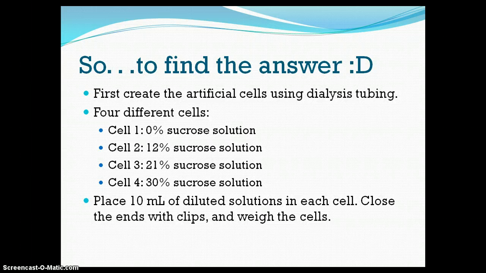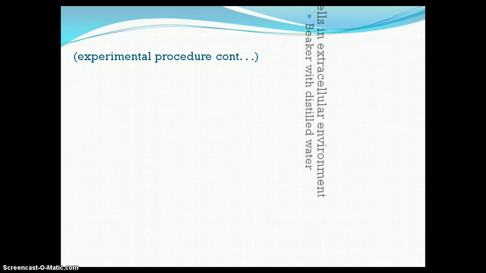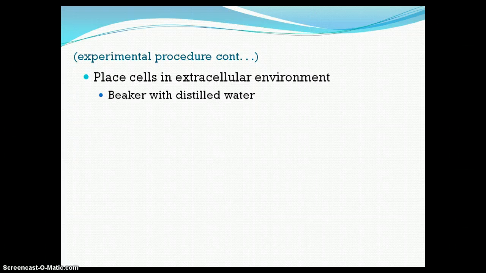Lastly, you'll want to weigh each one of the cells and record them. Be sure to have some place to put them consistently so that the order you took them out is the order you'll put them back in. Place the cells into their extracellular environment. So now, what we did is we had a beaker with 500 milliliters of water. That was our extracellular environment in comparison to our cells with the sucrose solution.